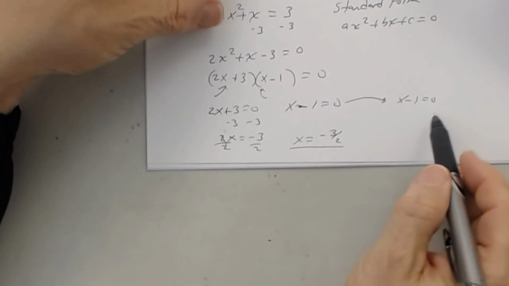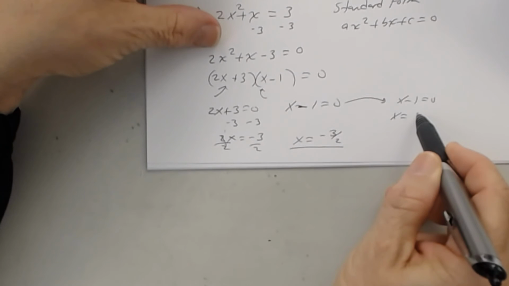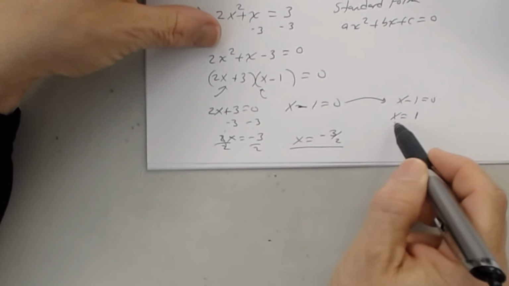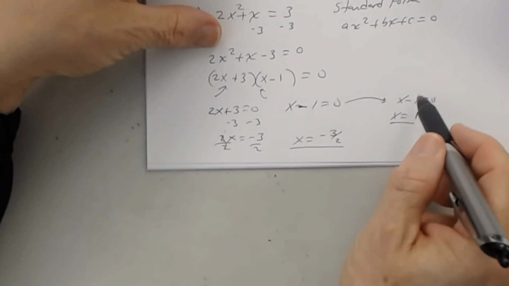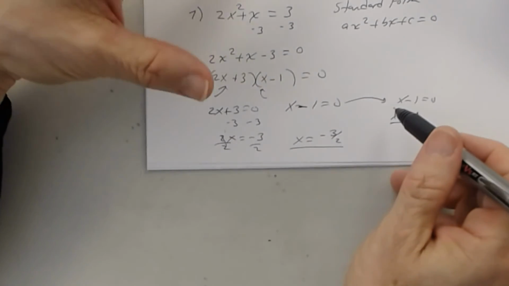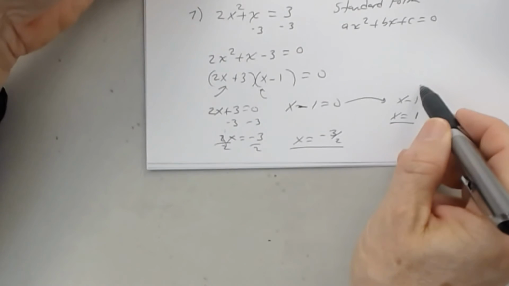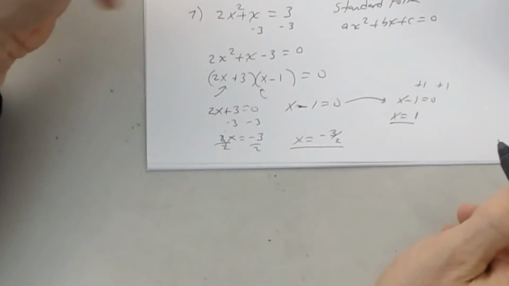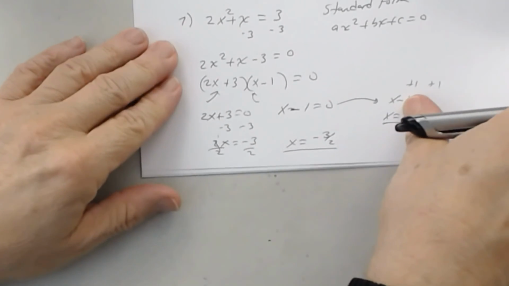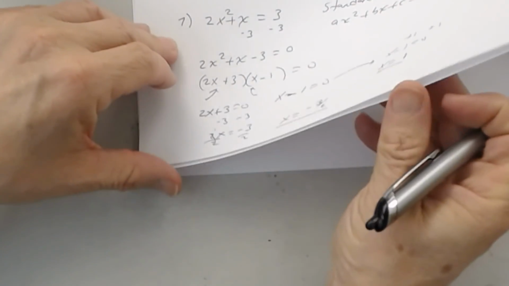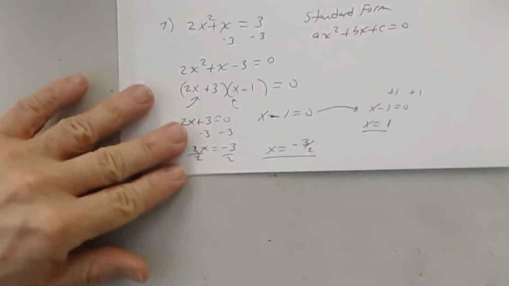Over here, x minus 1 equals 0. What's the other solution? x is what? No, not negative 1. x is what? Positive 1. So some of you may need to actually say plus 1, right? All right. Okay, one more, and then we're going to look at something else.